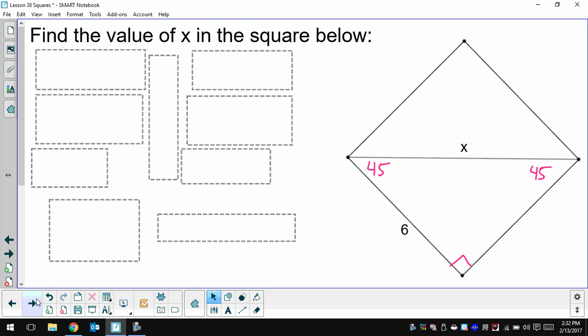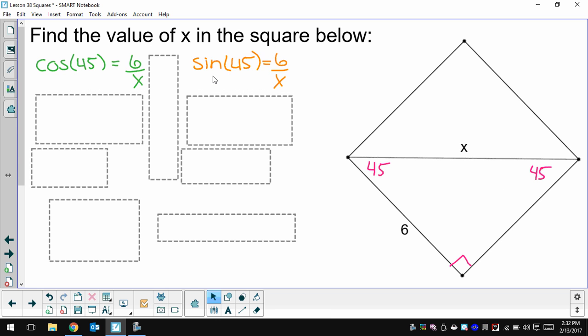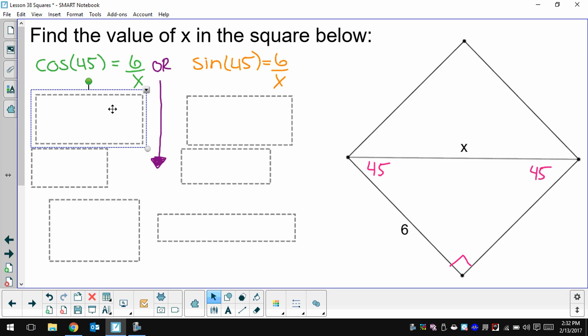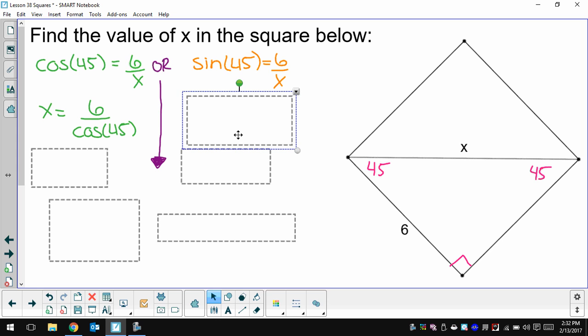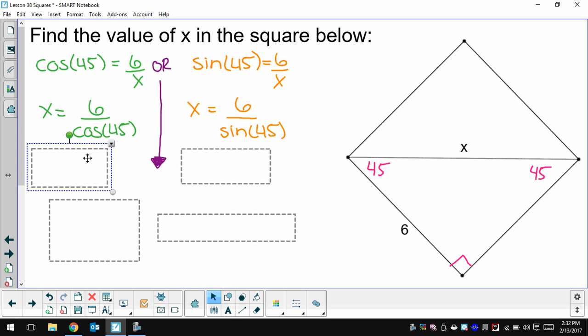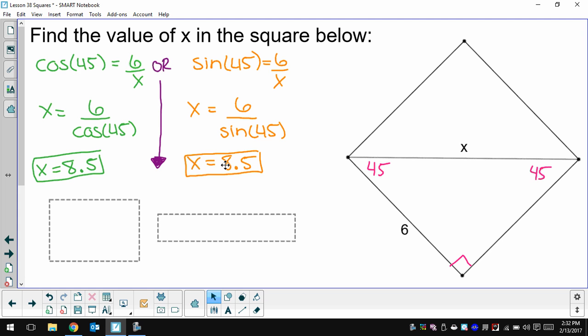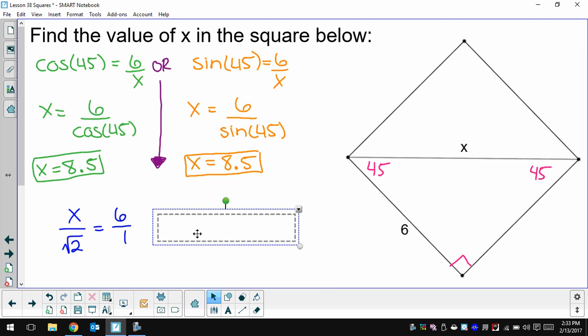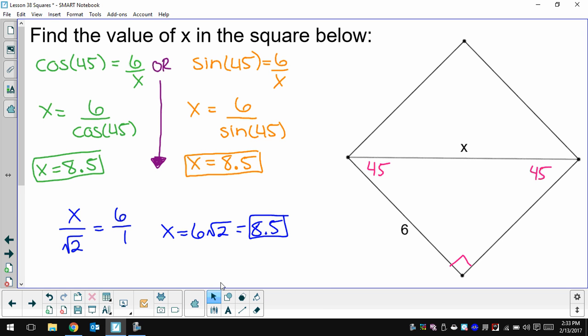So I'll do one more. Again, I have two 45s once the diagonal is drawn, so I could use either sine or cosine. This is one where x is on the bottom, so I just switch x and cosine, or I switch x and sine. And it doesn't matter, I'll get the same answer. I could use similar right triangles again. X over root 2, 6 over 1, multiply both sides by root 2, and you'll get the same answer.